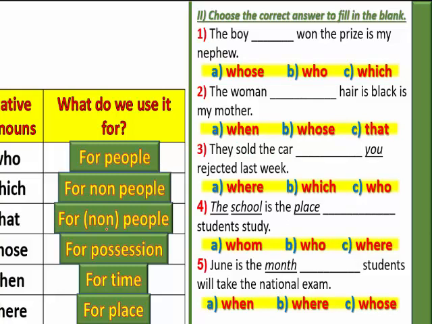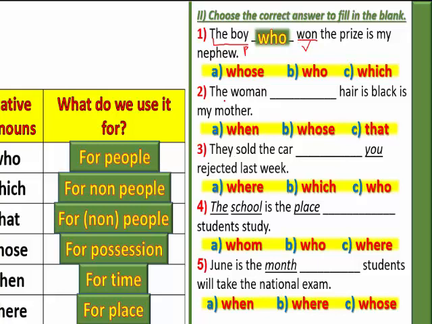And now I'm sure if you choose any correction or any option here, A, B, or C, you know why you have chosen it. You have the reason why. So the boy won the prize is my nephew. Whose, who, or which? What do we have here? The boy. Is it people or non-people? First, it's people. And here, won, it's a verb. Right. So if we have people before and we have a verb after, remember, we use who.